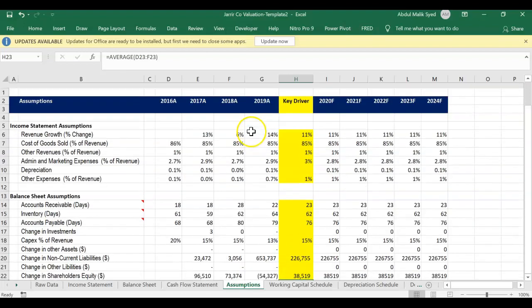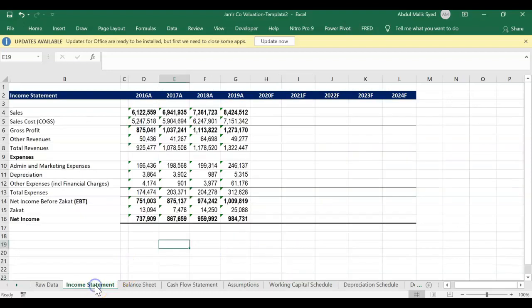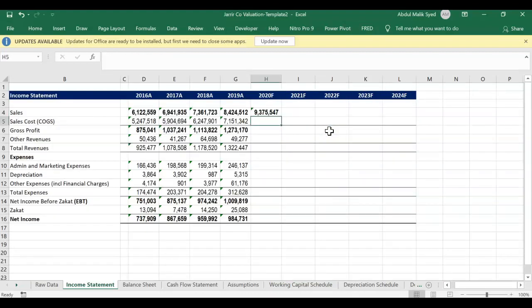So once the forecast key value drivers are in place, then we are ready to do the forecasting. So let's do the forecasting for the income statement. So is equal to the previous balance times 1 plus G. G is given in the assumption. This is the assumption. Okay, sales cost is a percentage of revenue. This times the assumption value. Okay, this formula you can copy. Okay, this also formula you can copy.